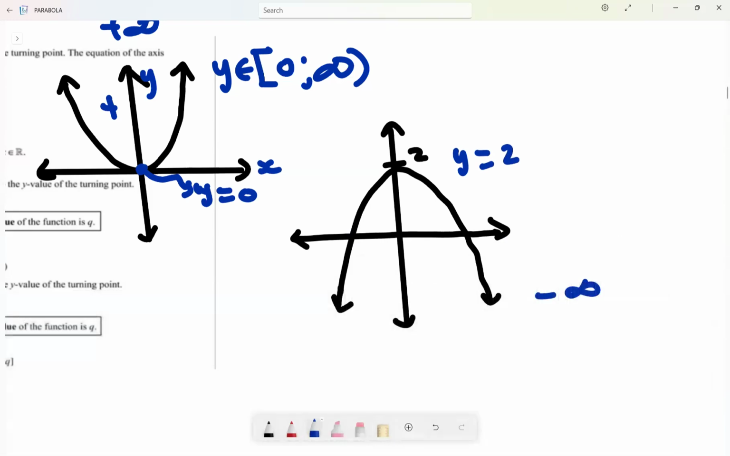If I interpret this in terms of my range, where does it start? Can you see it starts from negative infinity? I do not include negative infinity, but where does it end? It ends at 2, and I have to include 2 because it touches that point.